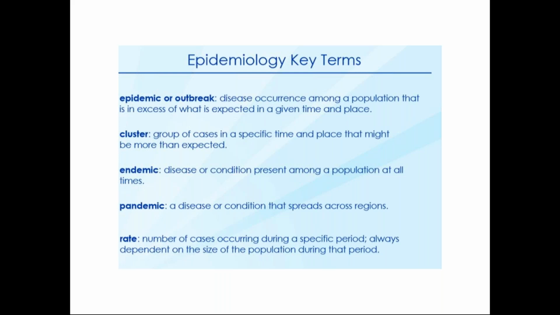So it's a pandemic. Another important epidemiology term is rate. The rate is the number of cases occurring during a specific period of time. So you can say the rate of the disease is 5% of the population.